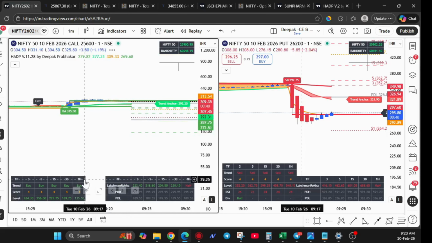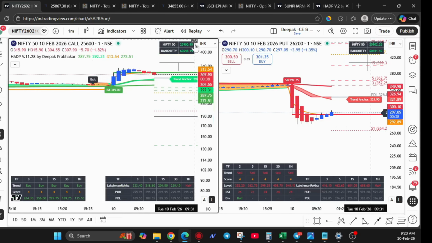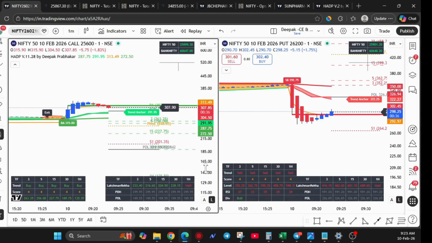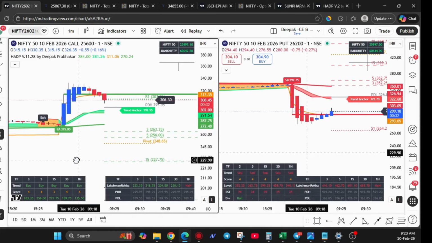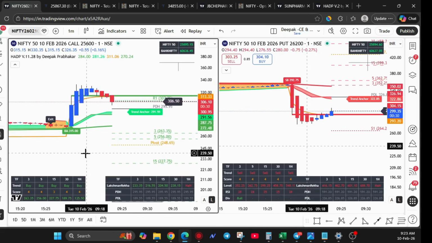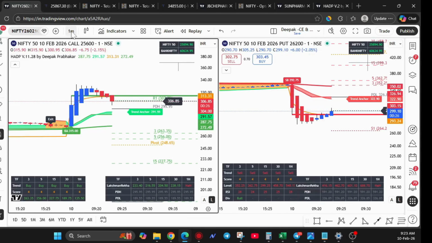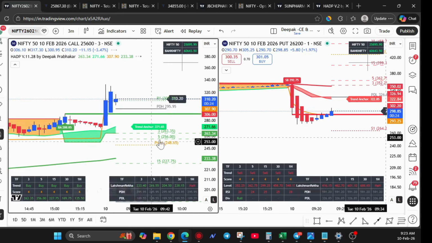So let's go back to the 1 minute and see whether it has given you an exit. It is still not on exit mode, but it is below your cost. So it is very important that you exit. 1 minute is for scalpers, right? Otherwise, if you want to be very safe, you just wait for the 3 minutes candle, right?